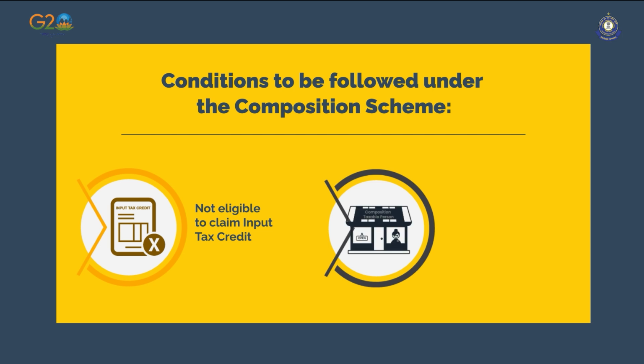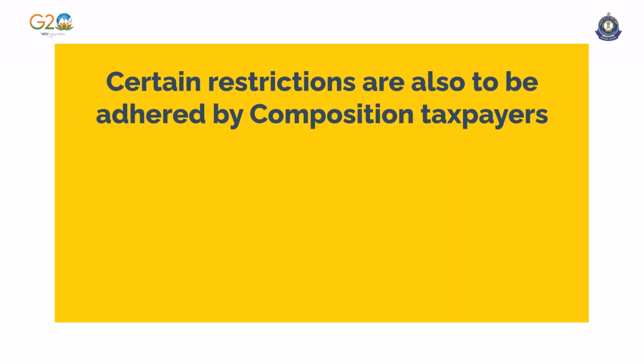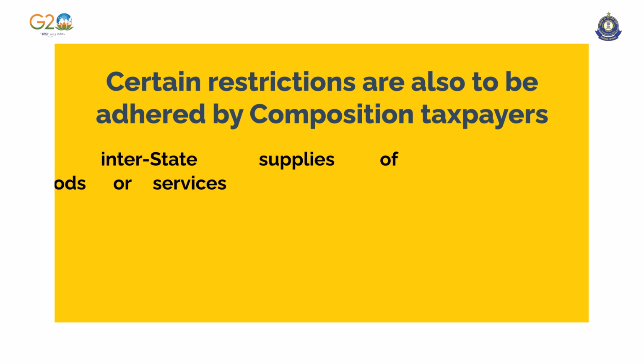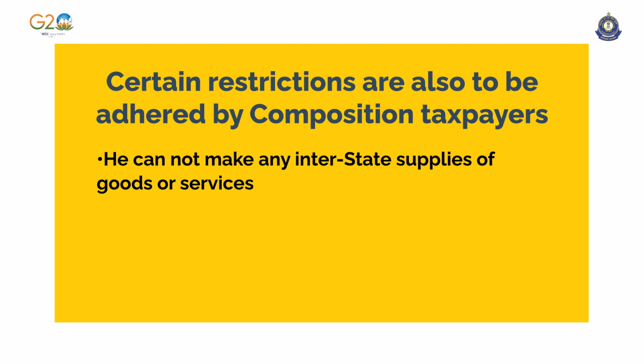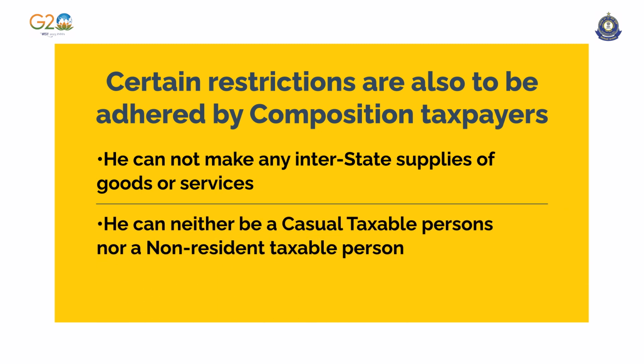He needs to mention the words "composition taxable person" on every notice board or signboard displayed at the prominent place at his every place of business. Certain restrictions are also to be adhered by composition taxpayers. He cannot make any interstate supplies of goods or services. He can neither be a casual taxable person nor a non-resident taxable person.